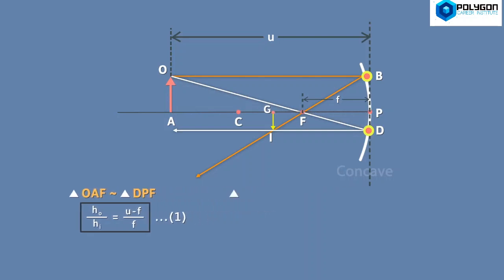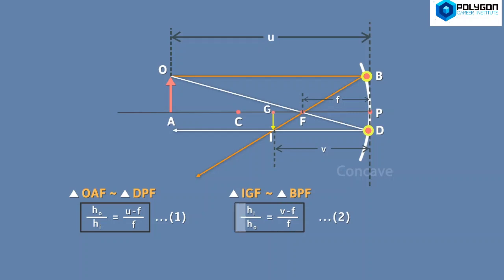Now consider triangles IGF and BPF. These two triangles are also similar, again by the AAA test. I will leave this for you to verify. The ratios of their corresponding sides are equal. I will remove this ratio as it's not required. IG and BP are nothing but the heights of the image and the object. PF is the focal length f. So what's GF? GP is equal to GF plus FP. We know that FP is f. So what's GP? Yes, it's the image's distance from the mirror, V. Therefore GF is V minus f. Let this be equation 2.